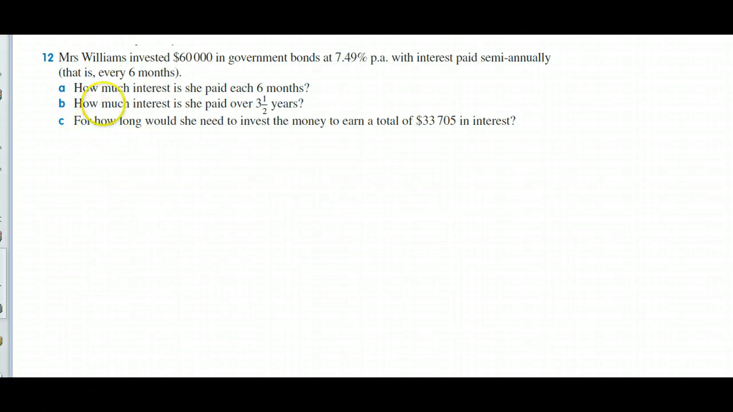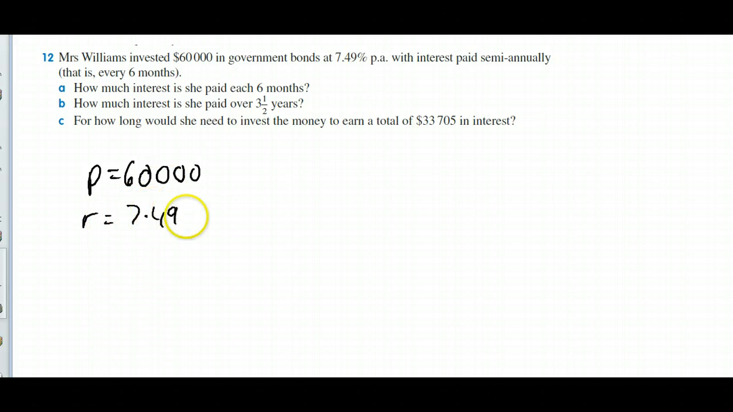Right, in question 12, Mrs. Williams invested $60,000 in government bonds. So straight away we can see that P is 60,000. We can see that R is 7.49%, and the interest is paid semi-annually, every 6 months. So the amount of time we're talking about is 0.5 years, and I is the unknown. How much interest is she paid each 6 months?